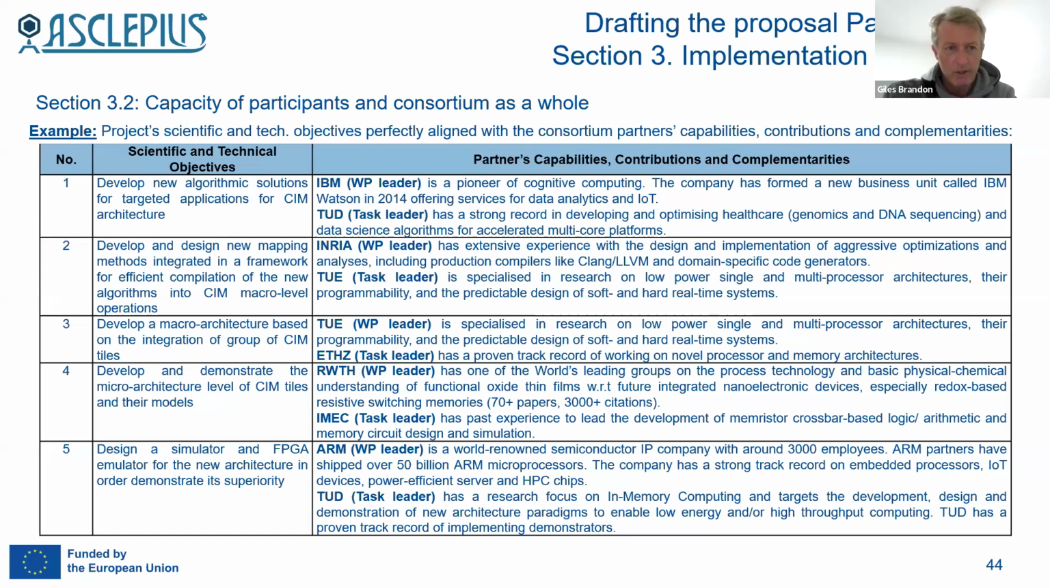Moving on to section 3.2 in section 3. This is about the capacity of participants and the consortium as a whole. The rest of the slide is taken up with an example. This was from the Mnemosina proposal that I had on computation in memory, but I've also used a very similar table in Asclepius. In essence, this table comes right at the very end of the proposal.